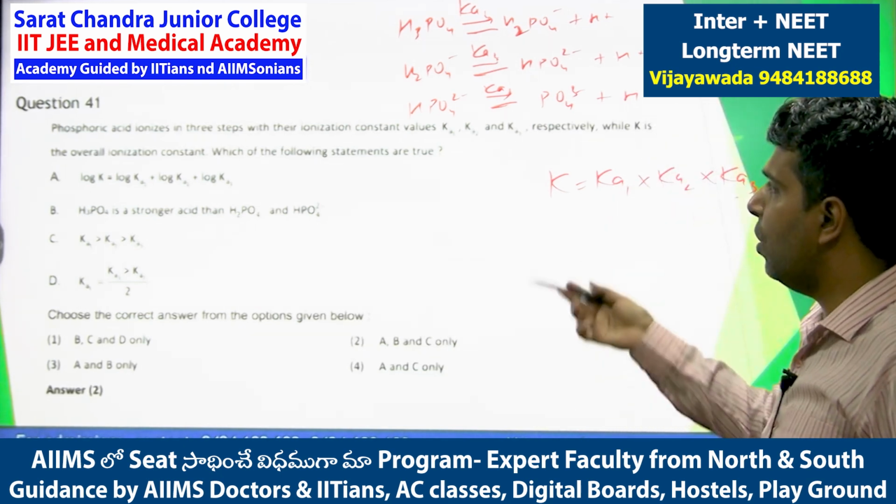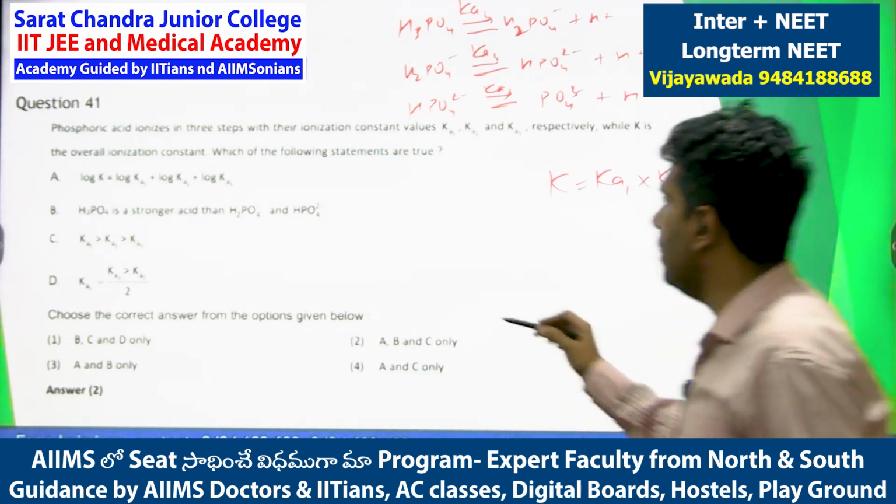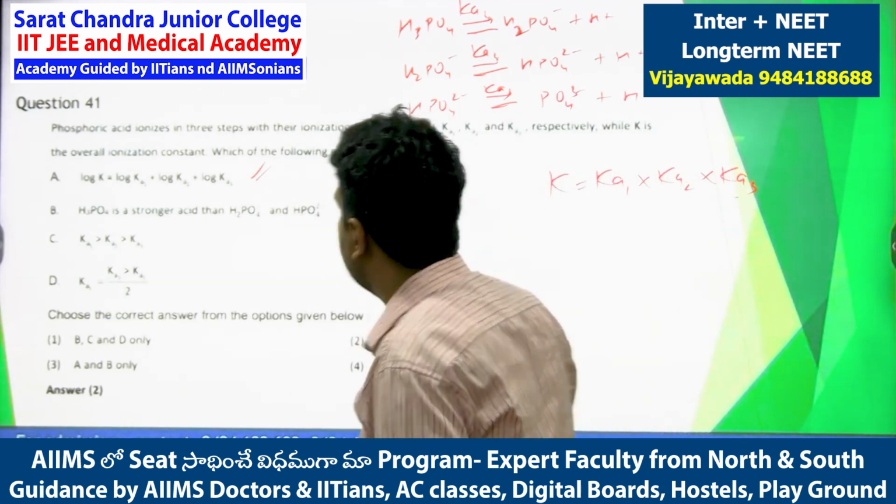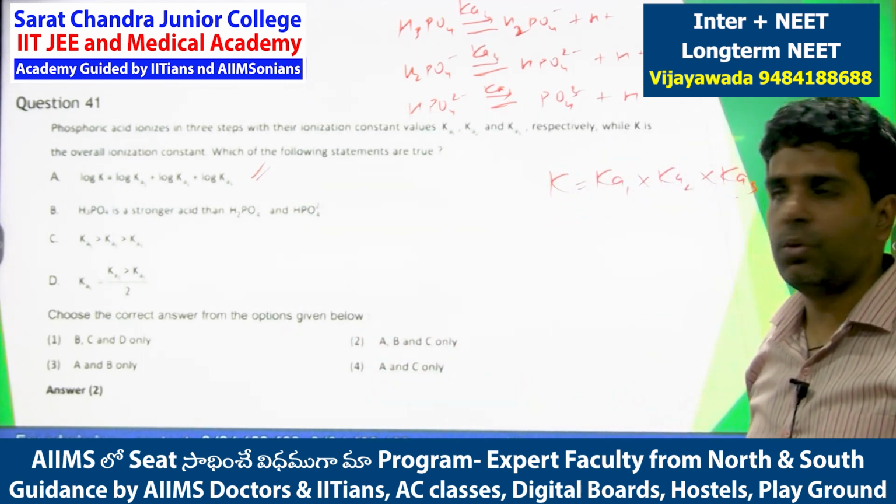So you can take log Ka, using the property of log. You can easily write down log K will be equal to log K1 plus log K2 plus log K3. So the first statement is true.